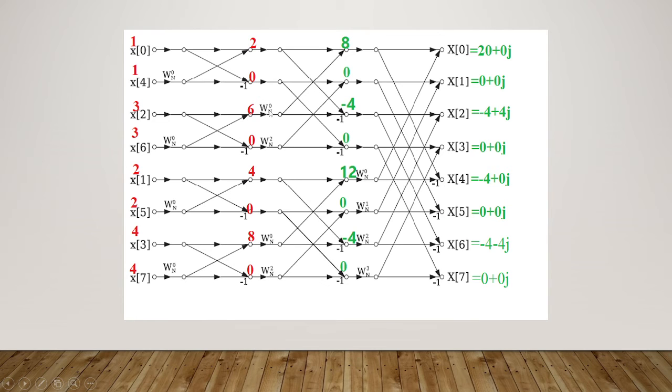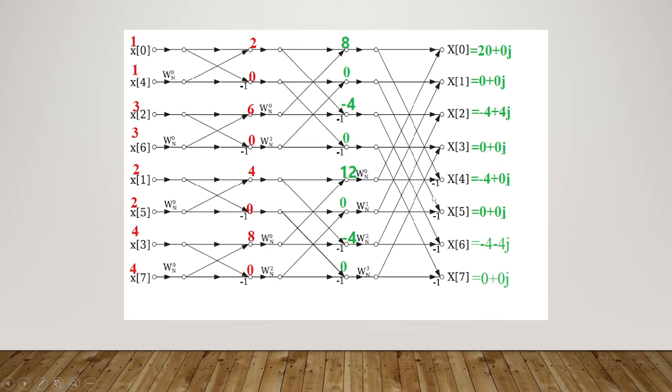In case of the second stage, the twiddle factor power k ranges from 0 to 4/2 minus 1, which is 1. W_4^0 and W_4^1 are the twiddle factor values, and W_4^1 is the same as W_8^2, which comes from the fact that W_N^k is the same as W_2N^2k. And again, 2 plus 6 is 8, and 2 minus 6 is minus 4 here, and 0 plus 0 is 0, and 0 minus 0 is 0, and 4 plus 8 is 12, and 4 minus 8 is minus 4, and 0 plus 0 is 0, and 0 minus 0 is 0.